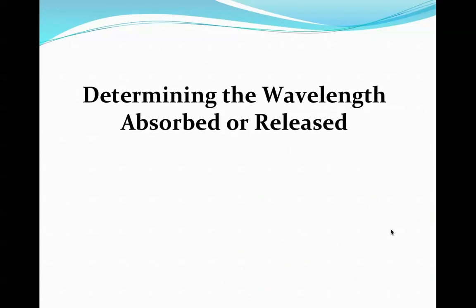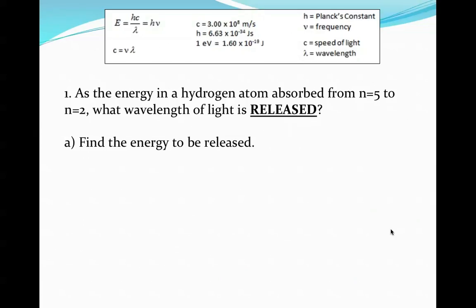So now we're going to take that and determine the wavelength that could be absorbed or released. So as the energy in a hydrogen atom is absorbed from, it should say released from n equals 5 to n equals 2, what wavelength of light is released. So just make sure in your note packet, I was able to change this one, but I didn't catch the one before. Make sure those both say released. What wavelength of light is released? So first we just have to find the energy, which we just did in our previous slide. So we're still going from n equals 5 to n equals 2.